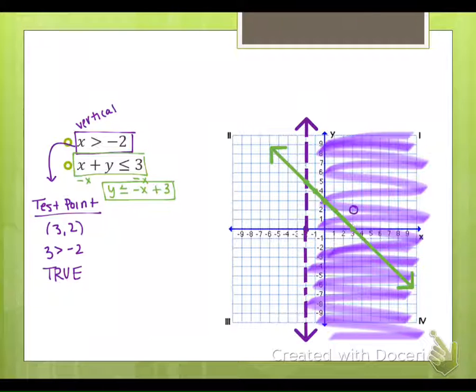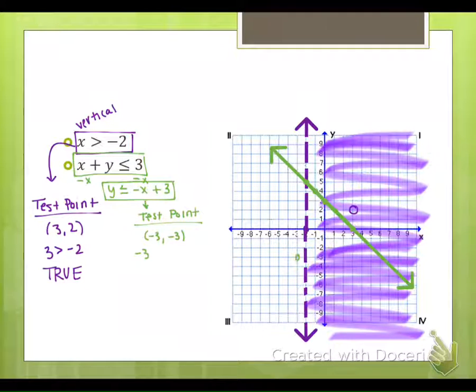Okay, Spencer. It's less than or equal to. So do you think you're going to shade below or above the line if it's less than? Below. So give me a point below this line that we can test. Did you say -3, -2? -3, -3? Yep, that's below the line, so we can do that.